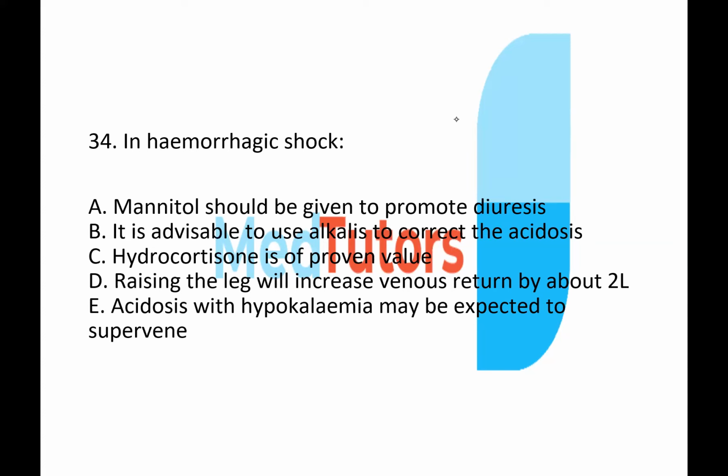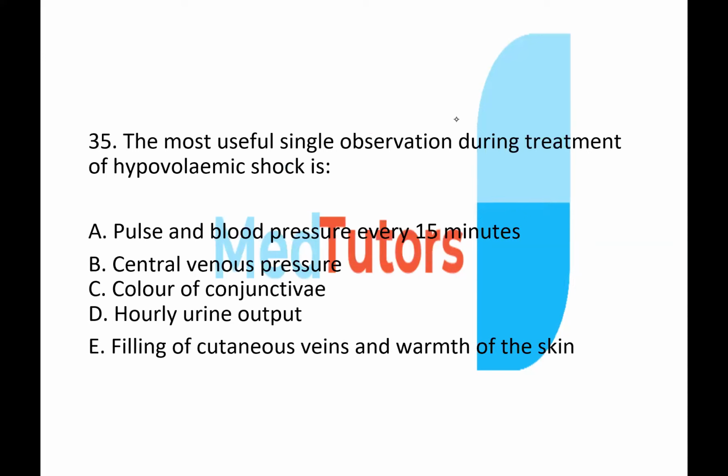Acidosis with hypokalemia may be expected to supervene. Now, when you have acidosis, there is hyperkalemia. Alkalosis, there is hypokalemia. I believe you know the reason.